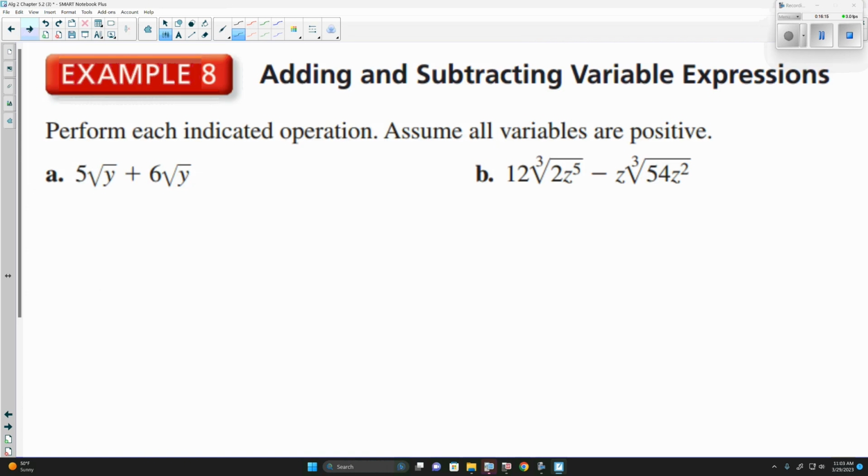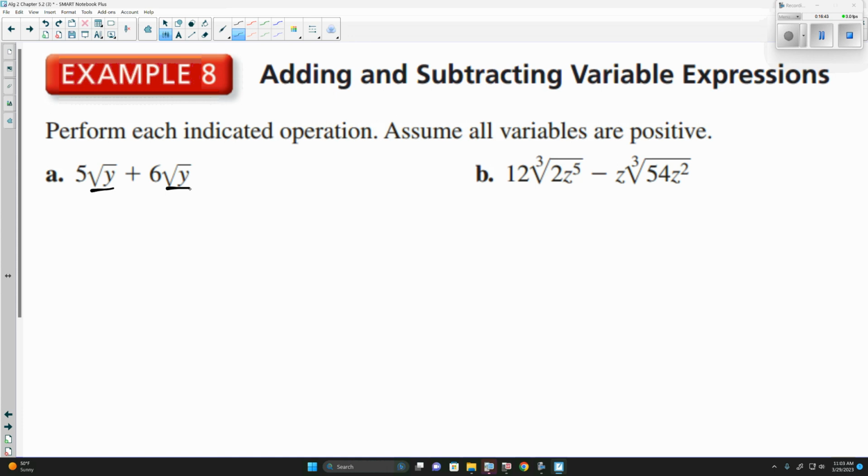Perform each indicated operation, assume all variables are positive. And again, this here is essentially what we started yesterday with, except what's inside the radical is not a number. Because what we started yesterday with was the square root or the cubed root of 12 and had a number. But as long as the radical, these terms here, are the exact same, we can add or subtract the numbers in front of them.